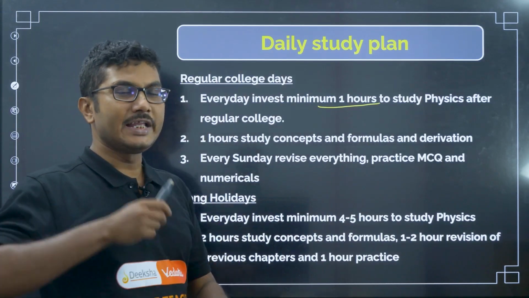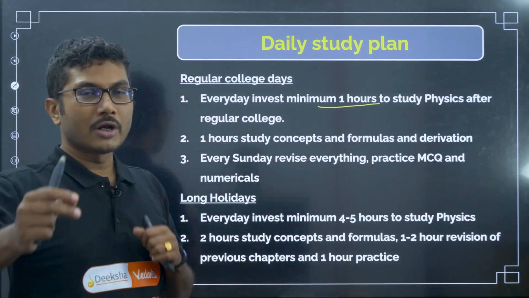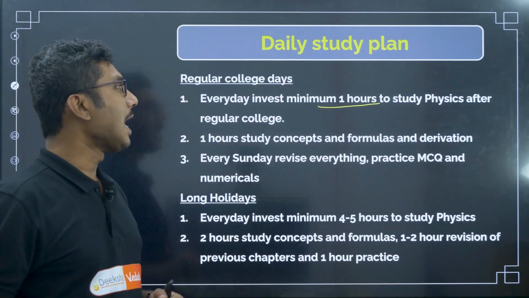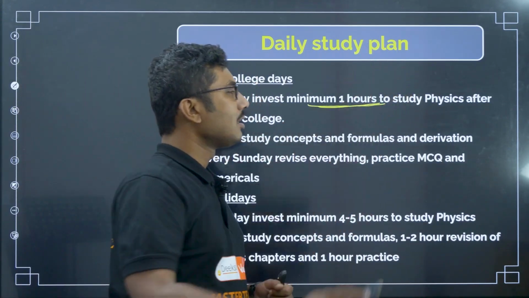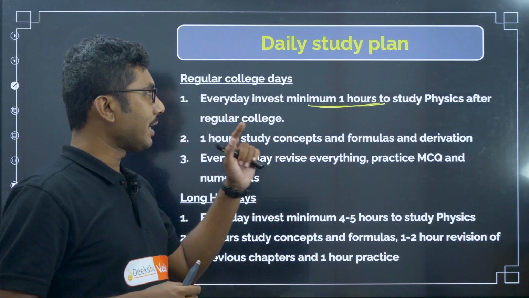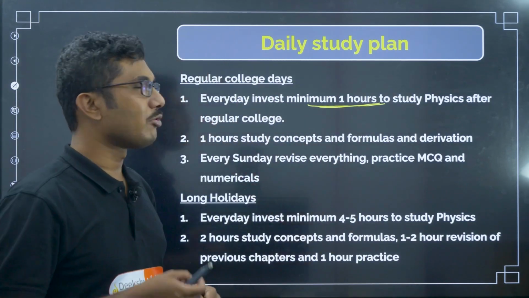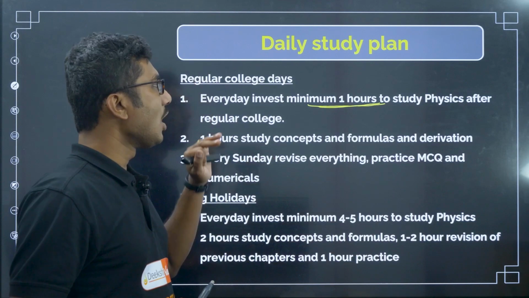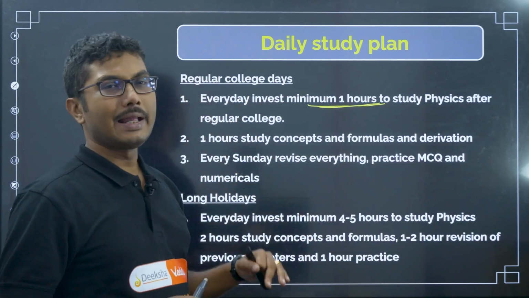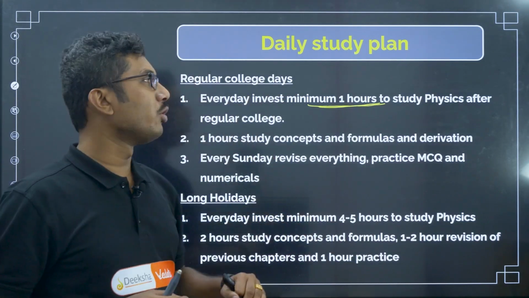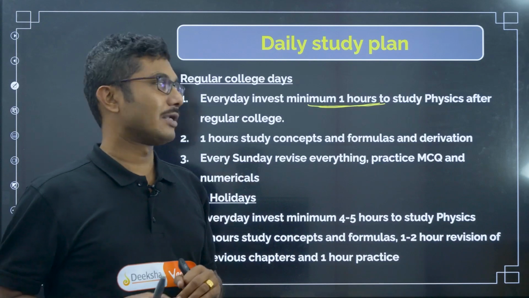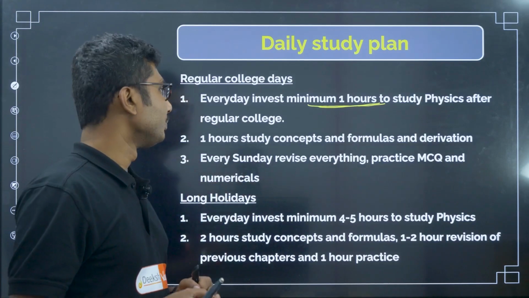If you are studying for any other competitive exam or attending some coaching, still manage 1 hour to study for the board. The rest you can spend, 1 hour or 1.5 hours, on your competitive exam or coaching. But 1 hour is mandatory at home on your own to study physics for a better score in PU.